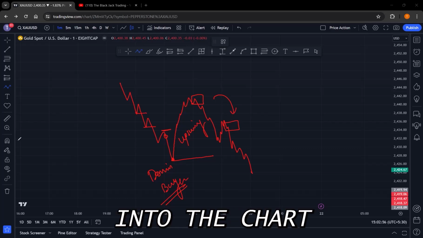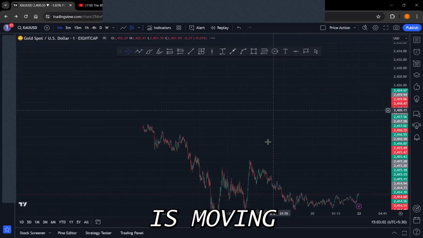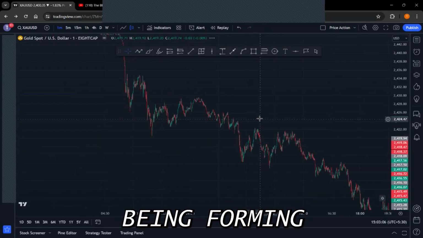Now let's go to the chart and have a look at a real example of how the price is moving ahead, and whether this is some kind of pattern, or some kind of price action that is forming in the market.